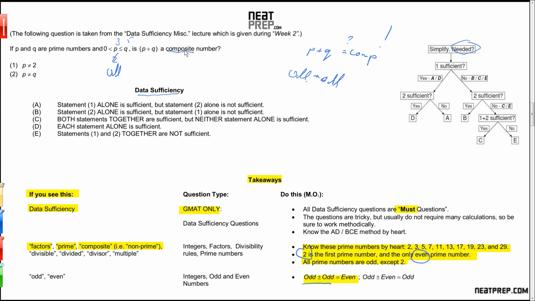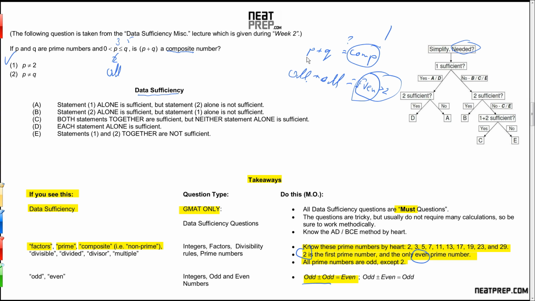So what I know right now is that P plus Q is equal to an even number, and that even number is greater than 2. Since all of the prime numbers are odd, assuming that they're greater than 2, then I know that this P plus Q sum is going to be even. In other words, it is going to be a composite number. It is going to be divisible by 2.